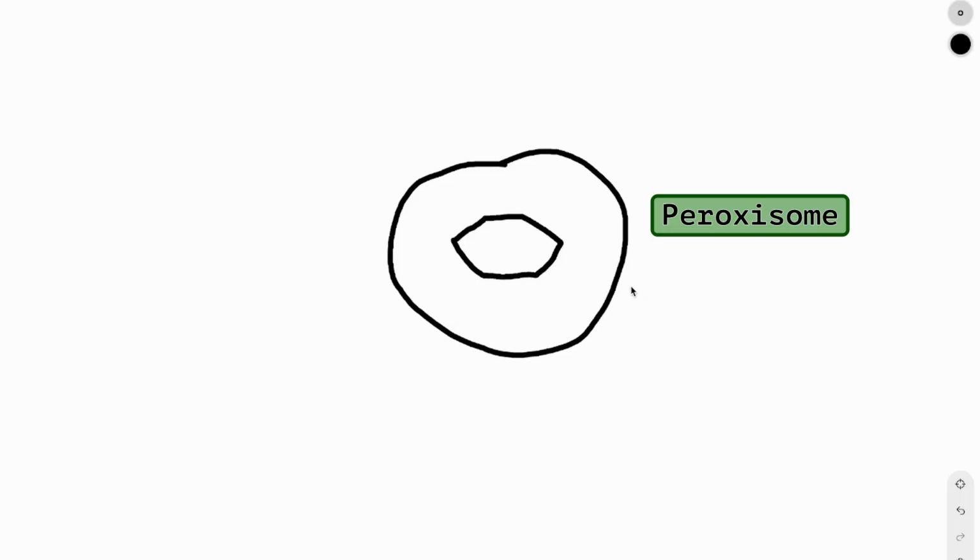The peroxisome is responsible for lipid hydrolysis, as well as the breakdown of hydrogen peroxide. It also has enzymes similar to the lysosome.